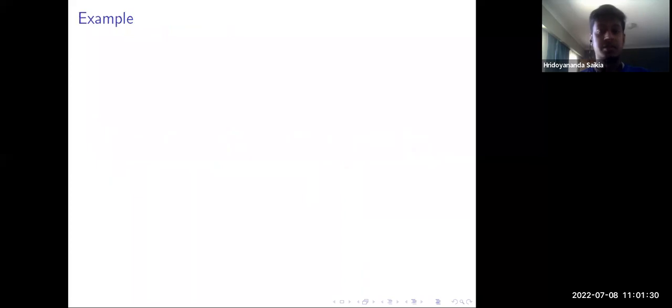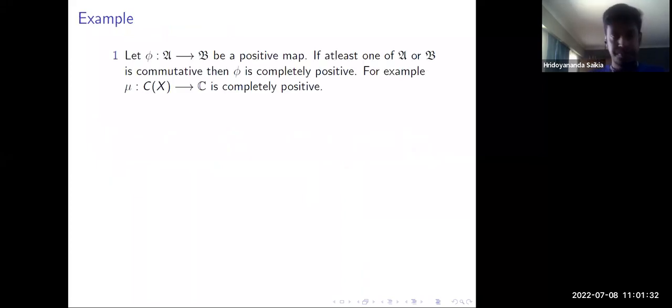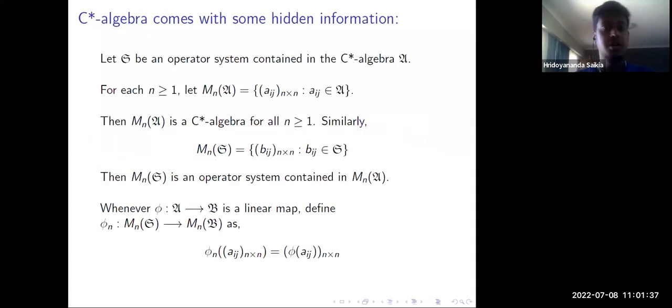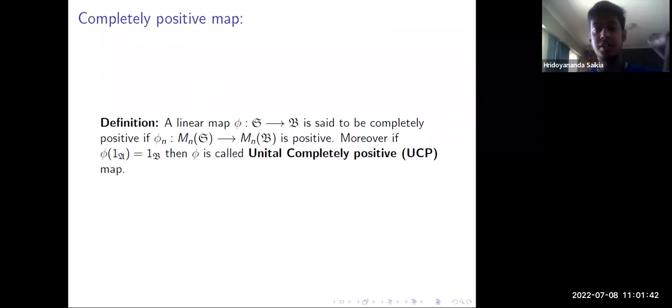Okay. So here are some examples. All right. Here, one thing you should note is that I have defined unital completely positive maps for operator systems only. Okay, we don't need to have a C-star algebra to define unital completely positive maps. Of course, any C-star algebra is again an operator system, so I can talk about the UCP maps on a C-star algebra.